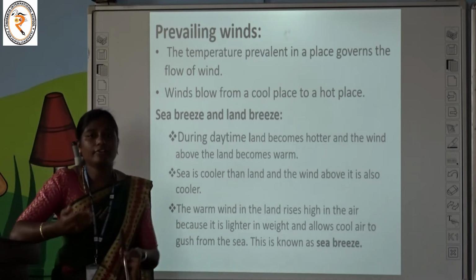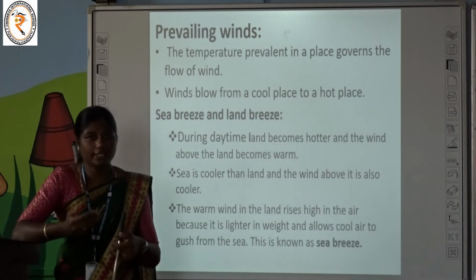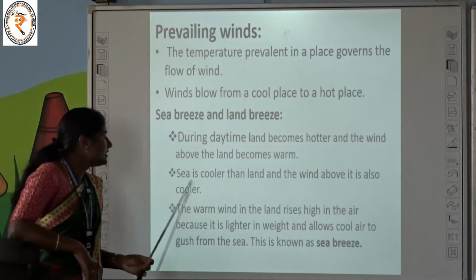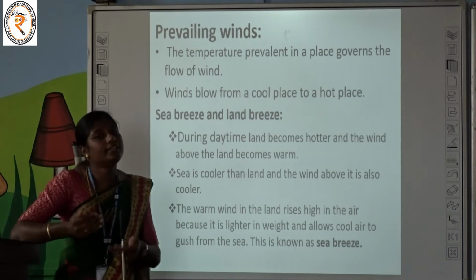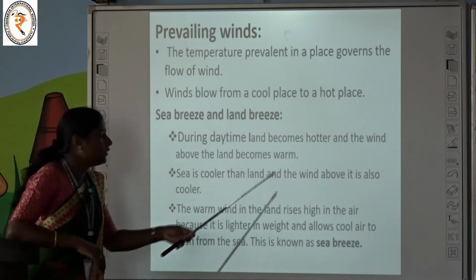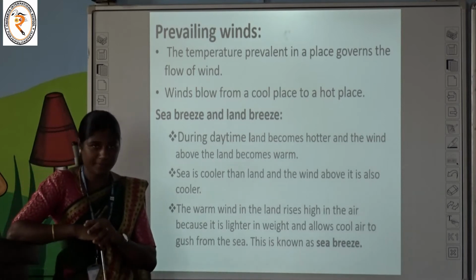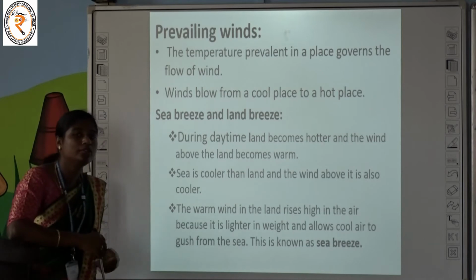Have you taken a bath in the sea? Have you played in the water in the sea? How is the water? It will be a little bit cool. Sea is cooler than land. So when comparing the land and the sea, the air above the sea is cool and the wind above it is also cooler. So that air will also be cool compared to the land.